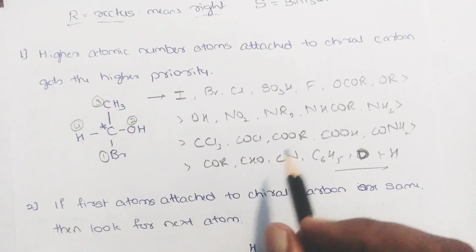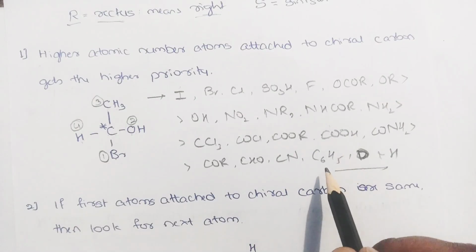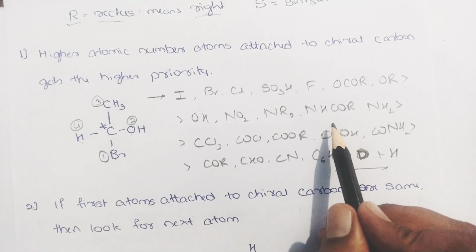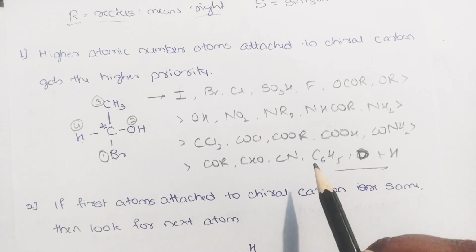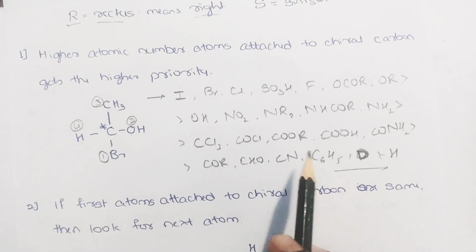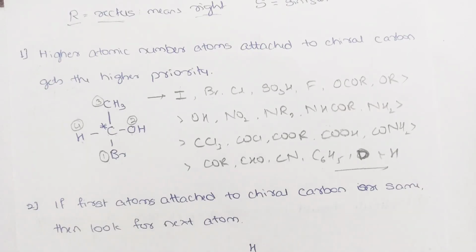This is deuterium. If you have COH and C6H5, you have to give number 1 to COH, then C6H5. This is the priority order of the groups.